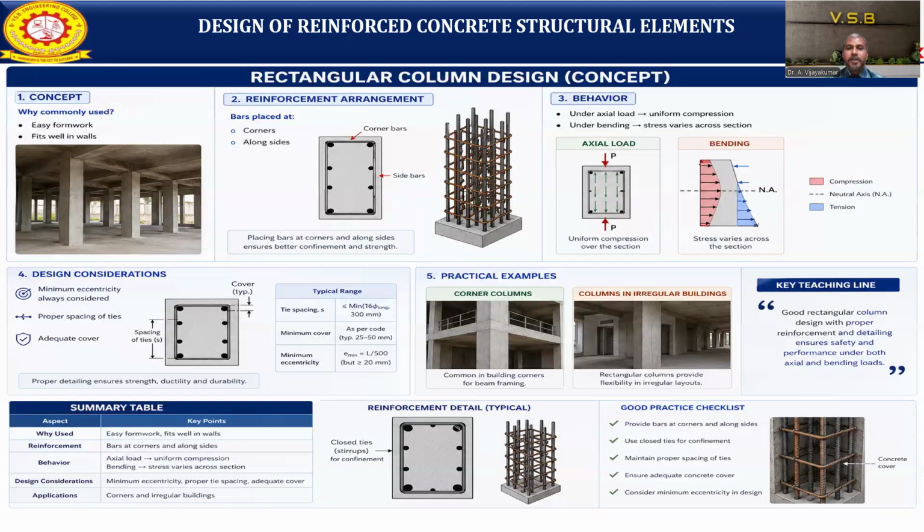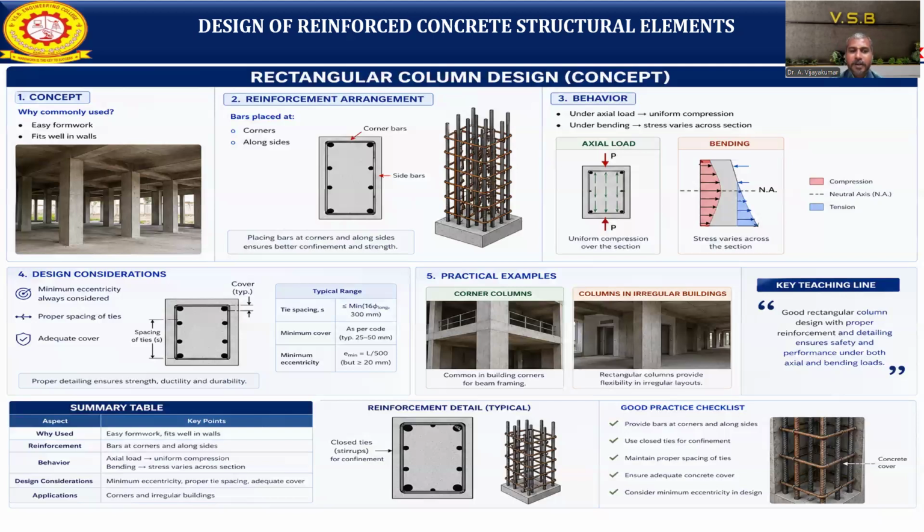the IS code. So here see the practical example: common building corners, with beam framing, the columns in irregular bending. Rectangular columns provide flexibility in the layout. Using rectangular columns, we get easy formwork and fit in the wall, easy for the work. Reinforcement bars are provided along the sides. For behavior, under axial load uniform compression will occur, and sometimes it causes pure bending stress variation also. So when designing, we need to allow for minimum eccentricity, and provide proper tie spacing and adequate cover.